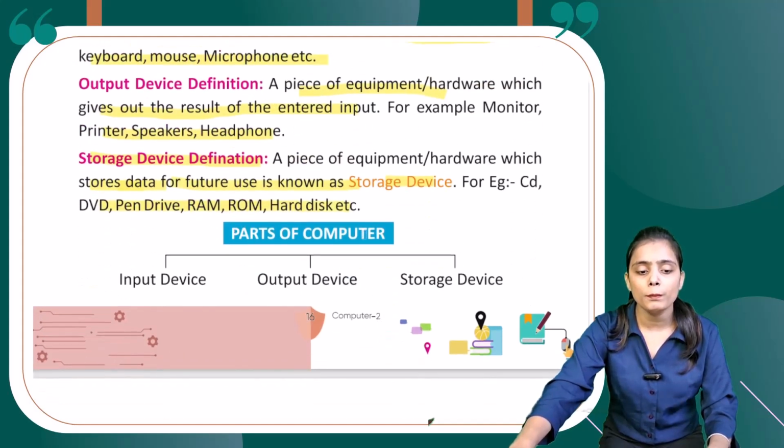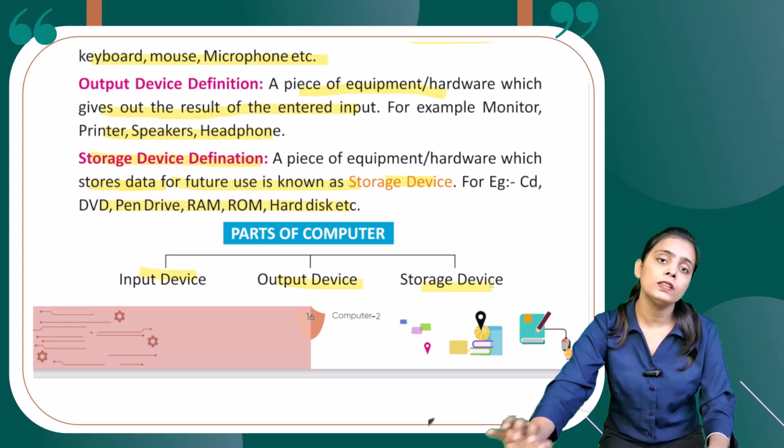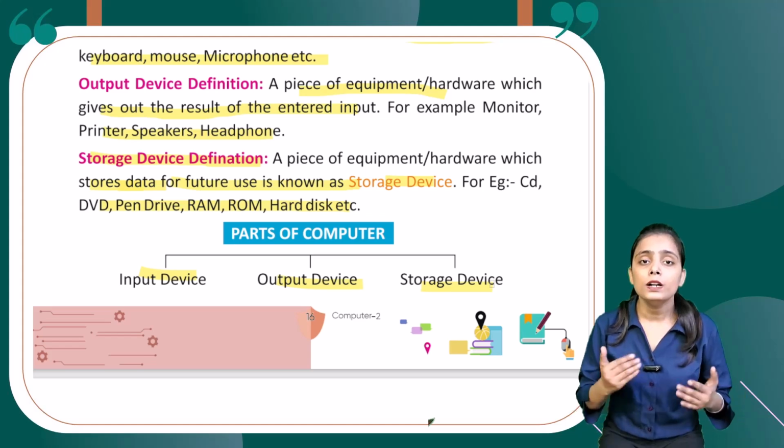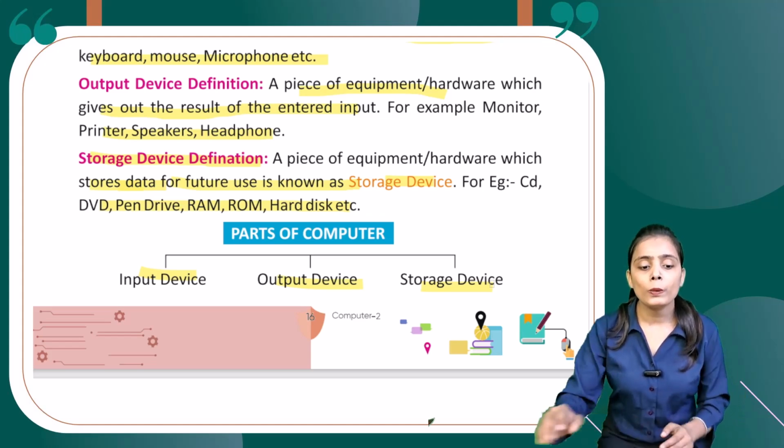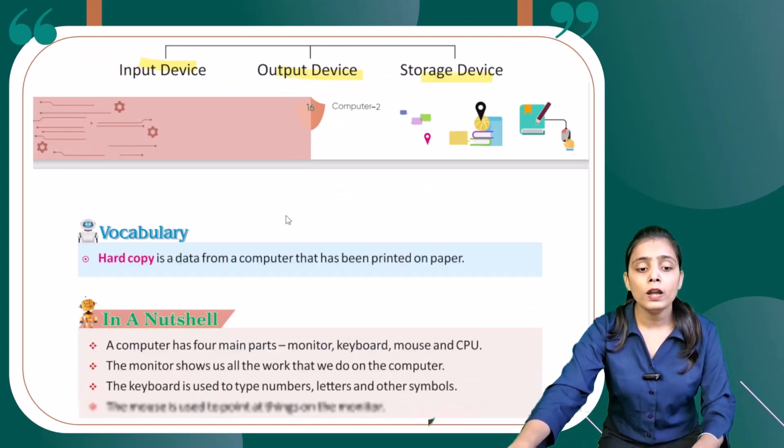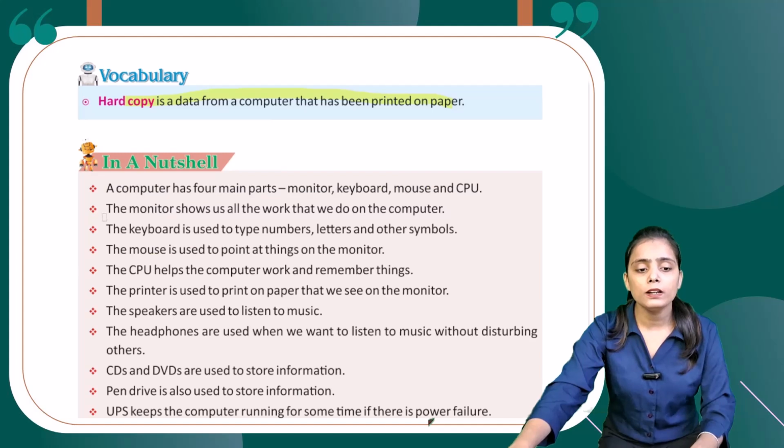Now let's see the parts of the computer: input device, output device, and storage device. So basically these are the three categories the devices are divided into. Okay, and let's see here vocabulary. Hard copy is the data from a computer that has been printed on a paper. Okay, now let's see in a nutshell.